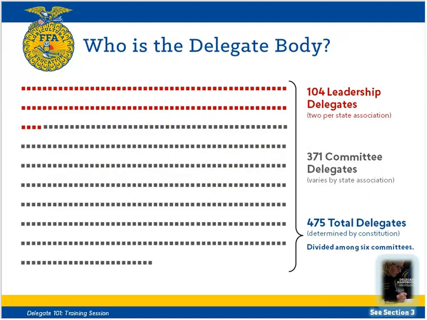Let's think about who makes up the delegate body. Article 12, Section B of the National FFA Constitution states that at the National Convention, an official delegate assembly limited to 475 delegates will convene. That body is split up into 2 different groups. There are 104 leadership delegates. This is comprised of 2 delegates per state association who met this summer at the State President's Conference to kick off the process. These folks are responsible for navigating and coordinating the committee work that happens in just a few weeks at convention. Joining them on each of the 6 committees are 371 committee delegates.